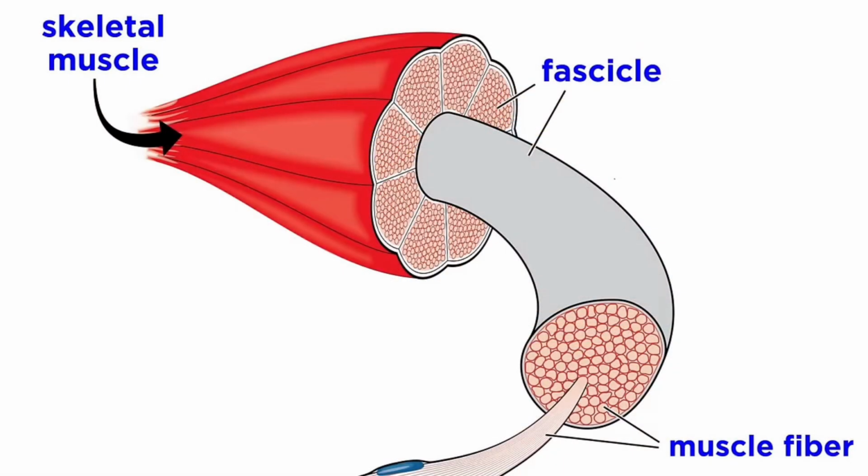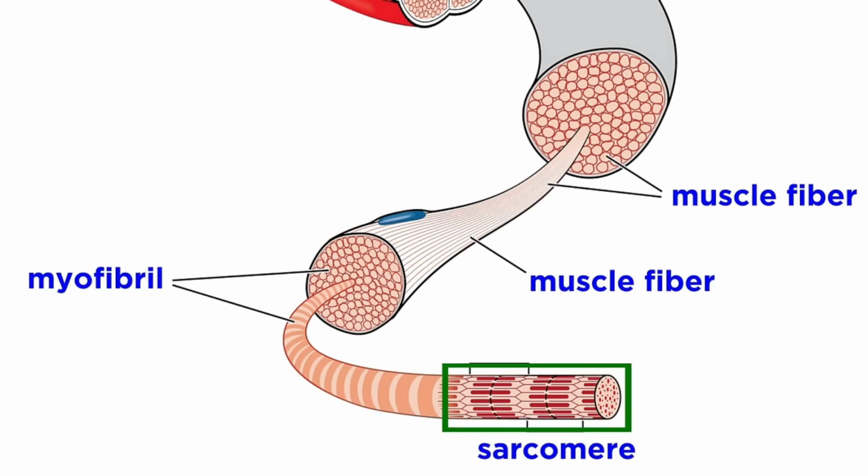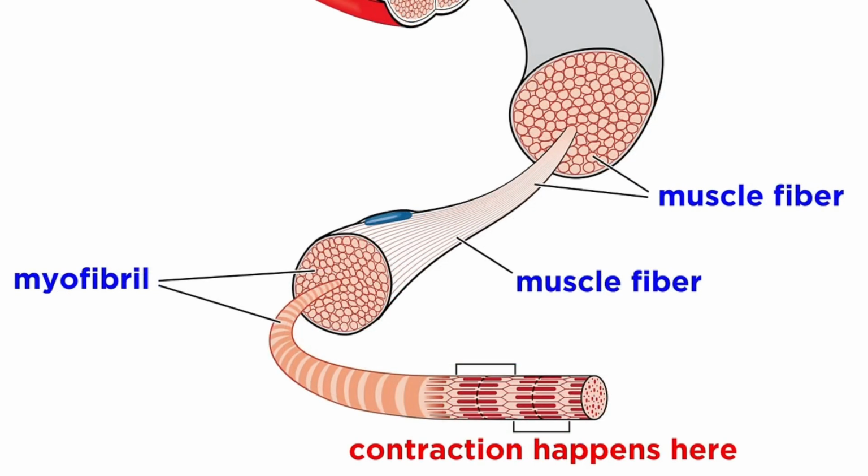Every skeletal muscle in your body contains many fascicles. These fascicles contain many muscle fibers, which contain many myofibrils. Each individual myofibril contains a sarcomere. This is where muscle contraction happens.